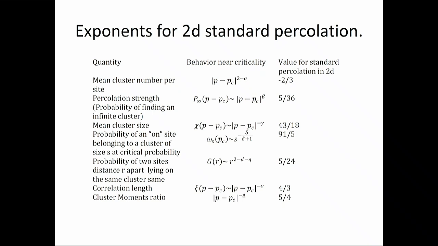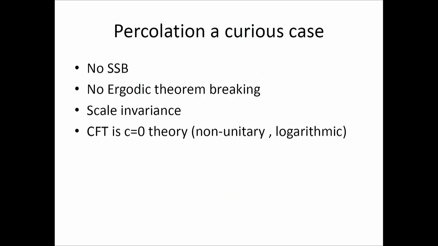Now, I want to get these exponents using RG. So comparing to what I said in the general description of critical phenomena, I don't see any symmetry breaking. To see symmetry breaking, you have to do a trick and approach percolation from a more complex theory, the Q-state Potts model. And of course, there is no ergodic theorem breaking because these two go together. We have a scale invariance. The scale invariance is shown in the fact that my physical quantities near the critical point are power laws.